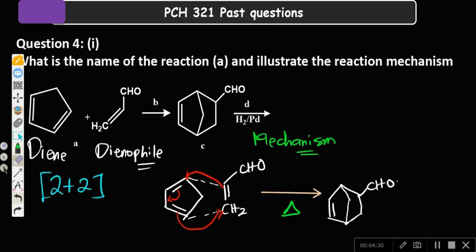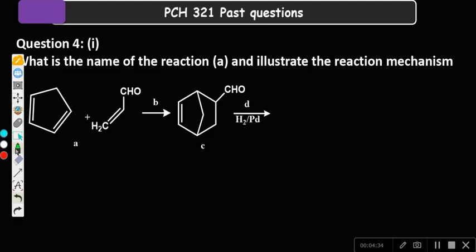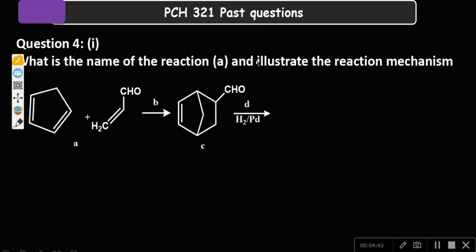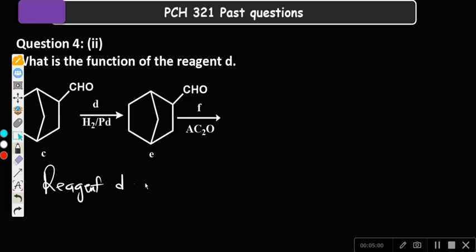Now let's look at the next question. Everything you are seeing here actually came from here. That was why I said I will take individual portions of this synthetic route that concern the question that was asked. So for this first one, what is the name of reaction A and illustrate the reaction mechanism, we took the parts that contain reaction A and illustrated. Now the next one is, what is the function of the reagent D? Now reagent D, you can come here and say reagent D is what?